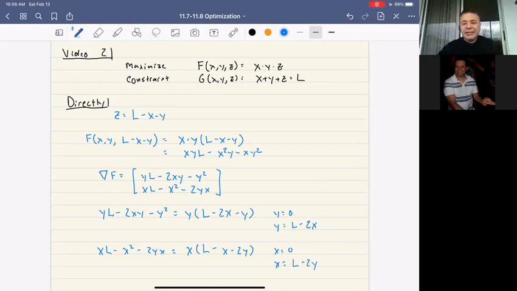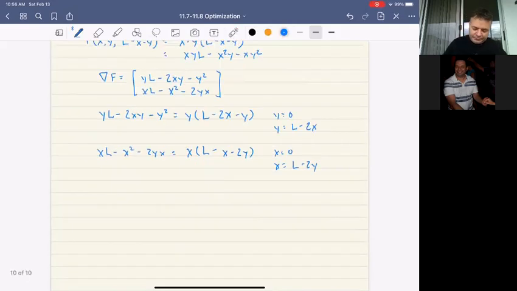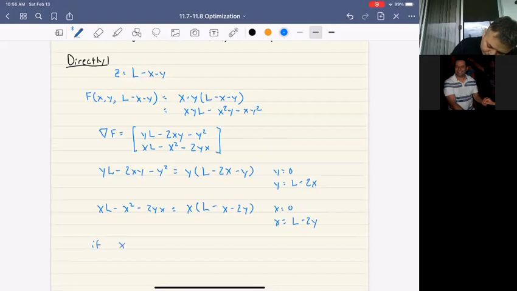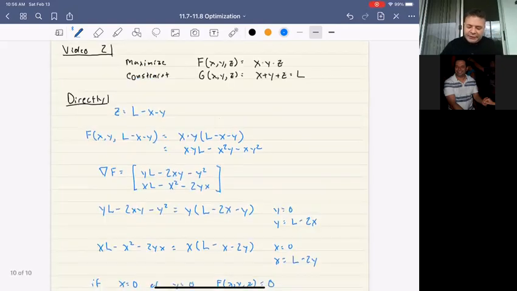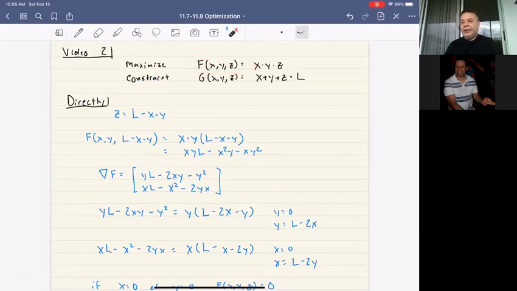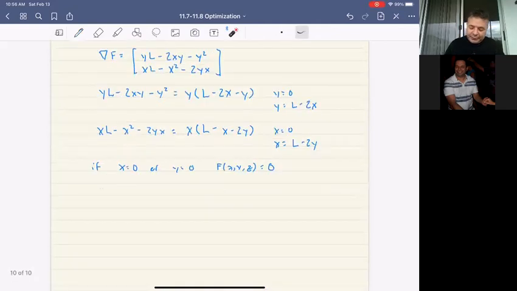Now 0, 0 is a critical point. But what happens if x and y are both 0, or either 0? Then we're going to get 0 for our f, so that's not going to give us our maximum. We want a max, right? So let's take a look at these points, x equals L minus 2y and y equals L minus 2x. Those are two lines, right? So let's take a look.